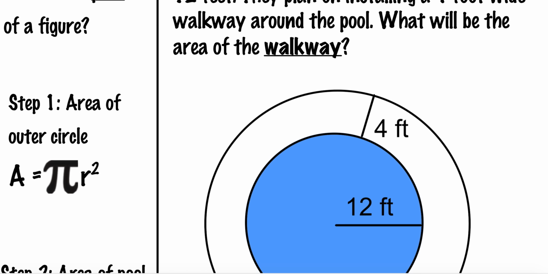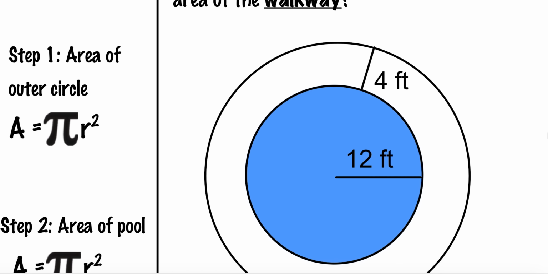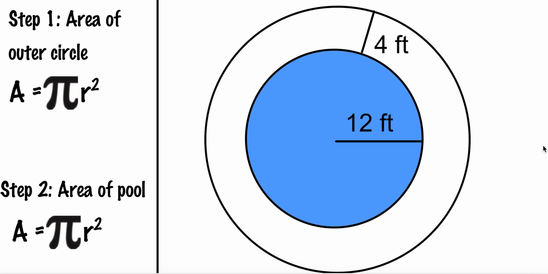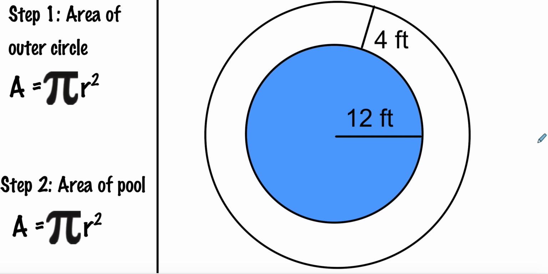I want to know what is the area of just the walkway. So here's a diagram of that picture of what's going on. Essentially what I'm asking you is, what is the area of just this white part? Well, what I want you to see is that there are two circles here. There's the outer circle, and there's this inner circle. I'm going to reference it as the large circle and the small circle.